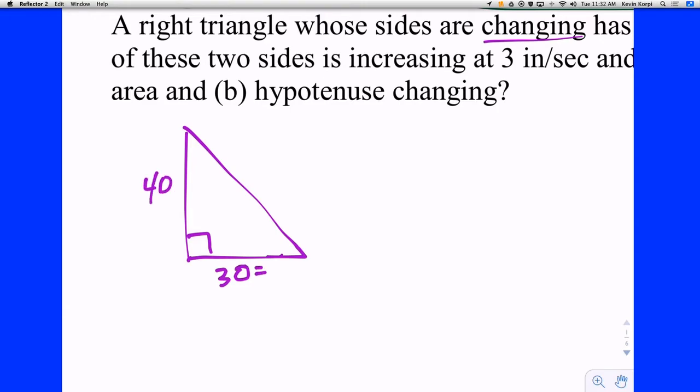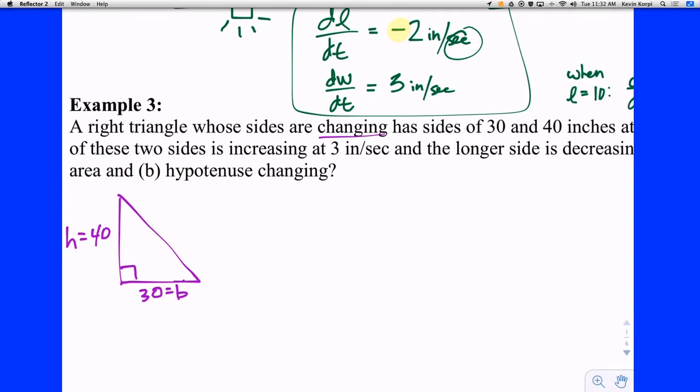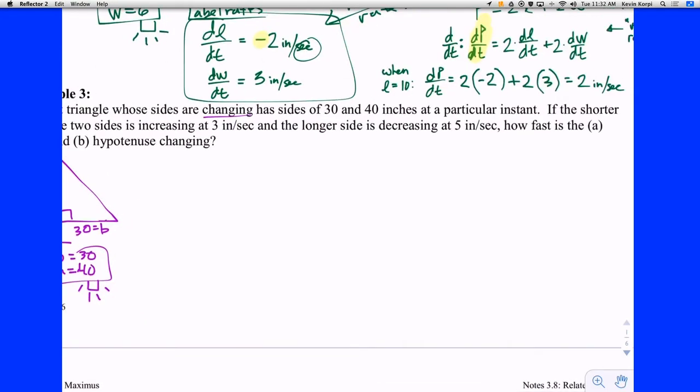But they're changing, so I need to give them variable names. What do you want to call them? Base and height. Okay, so B and H. I like that. If they're changing, you have to call them variables. But I really have my snapshot moment now when B is 30 and H is 40. You don't have to draw the camera. I'm just used to it. Okay, that's your snapshot moment.